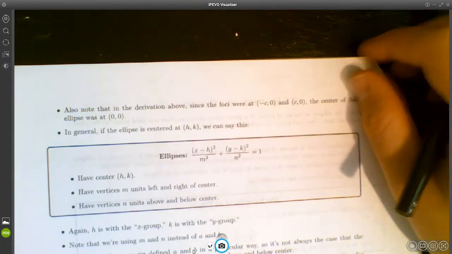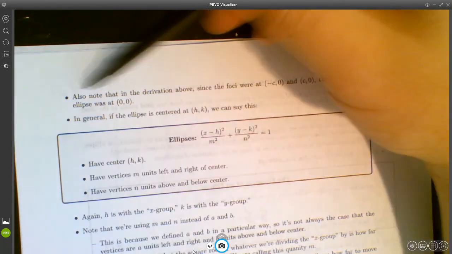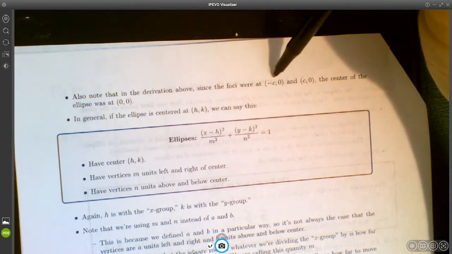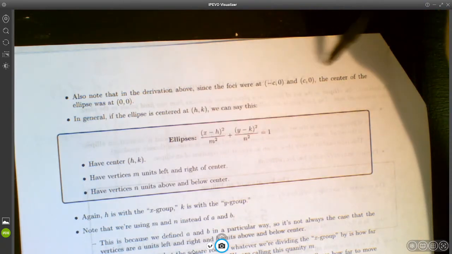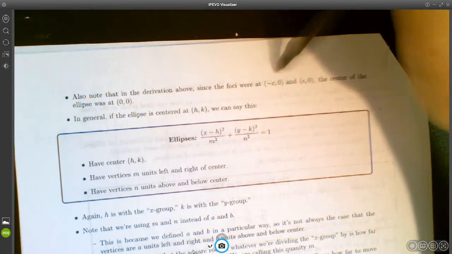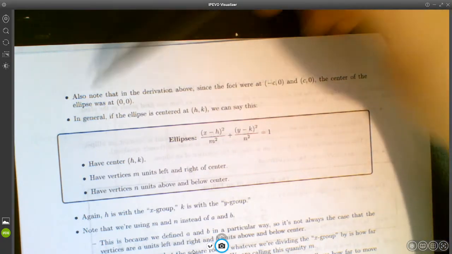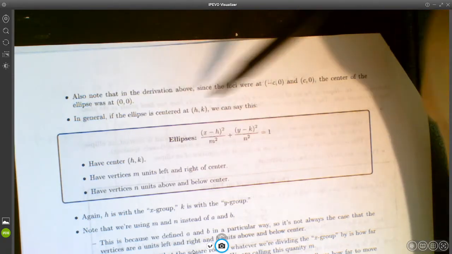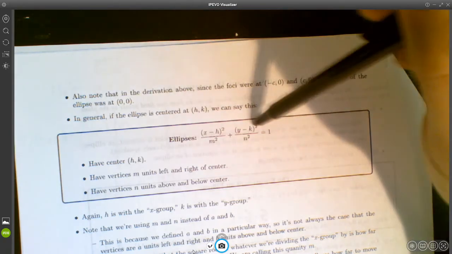Okay. But for now, I want to talk a little bit about graphing these things. Another thing to note is that in the derivation we did earlier, since the foci were at negative c, 0 and positive c, 0, the center of the ellipse is at 0, 0, right? Right in between the foci. So more generally speaking, let's say that the ellipse is centered at some point h, k. Then the equation for the ellipse would look like this.